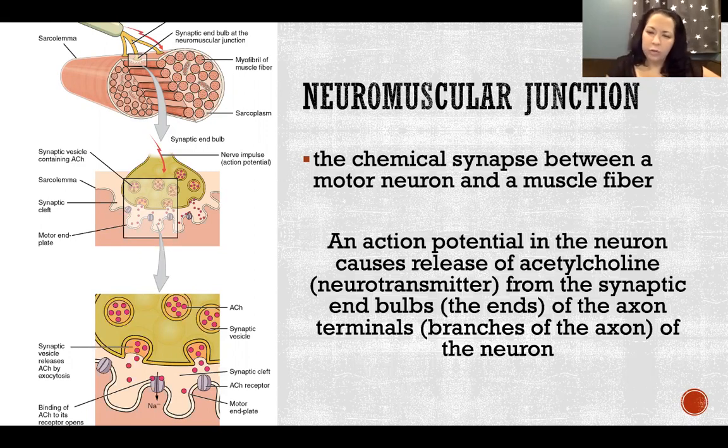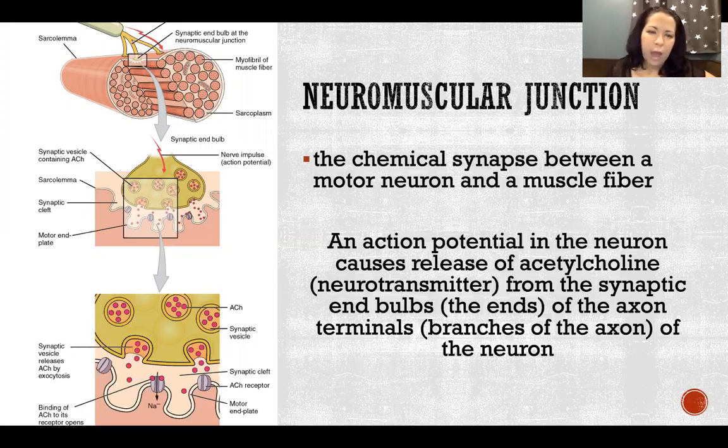So an action potential in the neuron, and we'll talk about that in a future lecture. We'll review action potentials and nervous system function. But an action potential in the neuron causes release of acetylcholine. That's a neurotransmitter that we use here and in many other chemical synapses throughout the body. So we release acetylcholine from the synaptic end bulb. Those are the little end projections of the axon terminals, which are branches of the axons of the neuron.